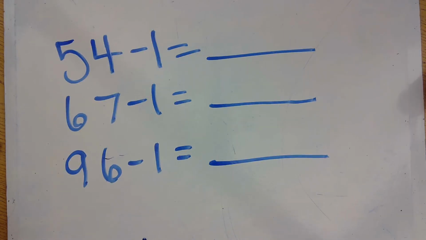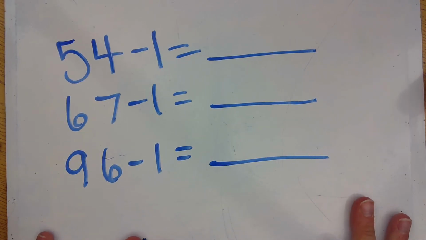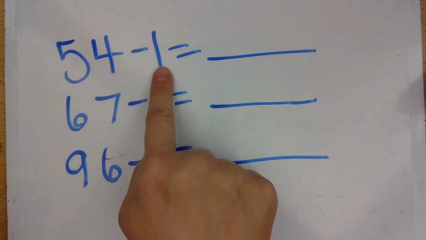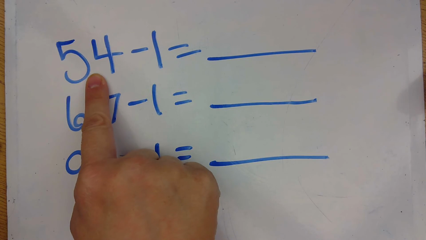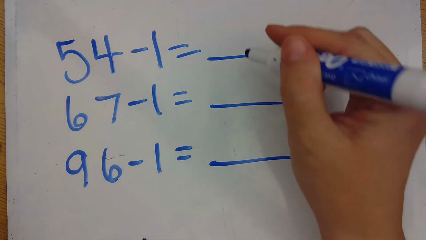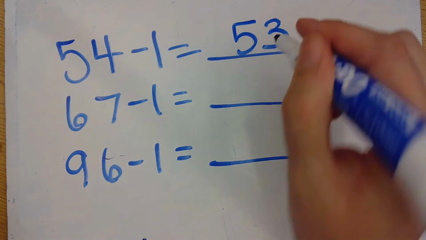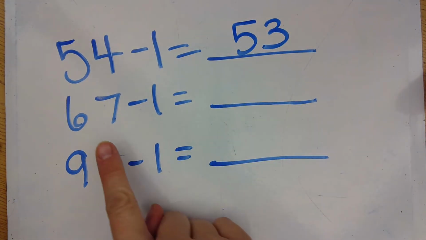Let's go ahead and think about the -1 strategy with these larger numbers. I see 54 minus 1. Well, I'm thinking, when I'm counting, what number do I say right before I say 54? What do you say before you say 54? If you said 53, you are correct.